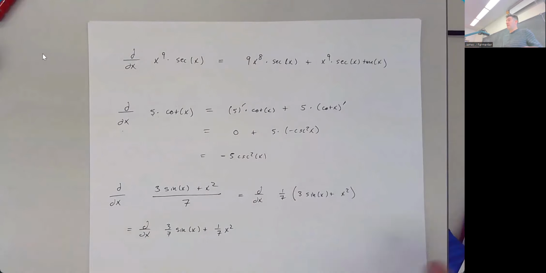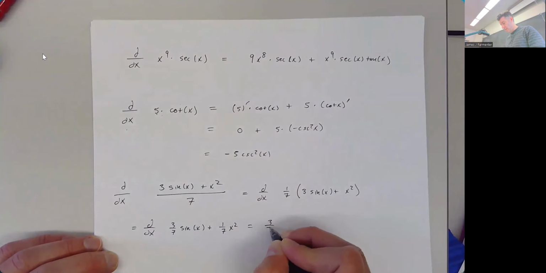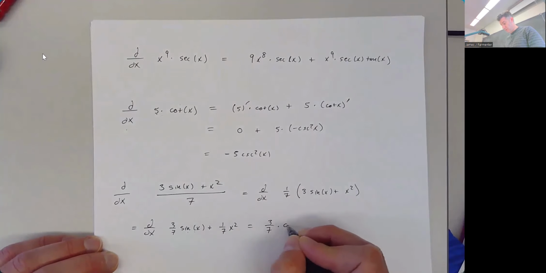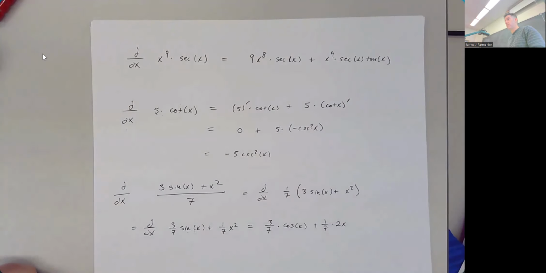Dividing by a constant is the same as multiplying by a constant. It's just the reciprocal of that constant. So now I can just not use the quotient rule and say I get 3/7 times the derivative of sine, which is cosine, and I get 1/7 times the derivative of x squared, which is 2x. So when you're dividing something by just a constant, you really probably don't want to think about using the quotient rule.